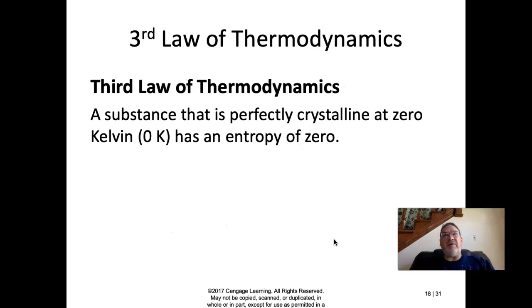The third law of thermodynamics focuses on what happens when we reach 0 degrees Kelvin. I've mentioned this temperature before. We say that at this temperature, all molecular motion will cease. No molecular motion means no disorder, and you can see the relationship: entropy being 0.